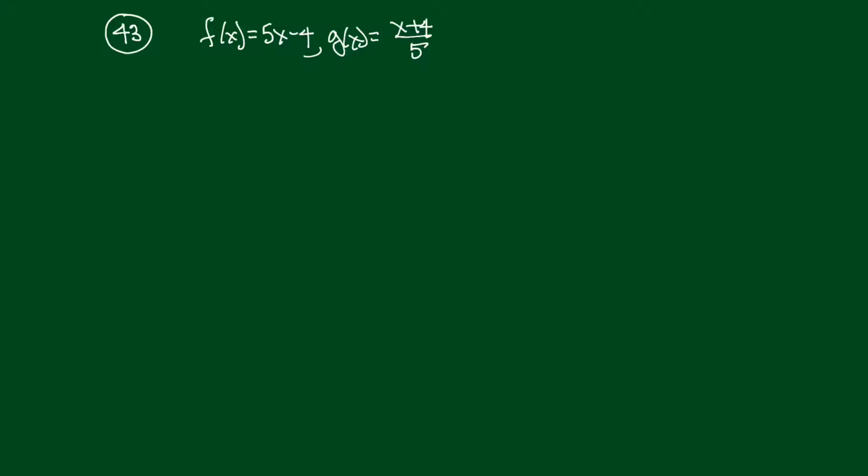What we're going to do here is we're going to find both of these. We're going to find f circle g of x, and then I'll do it over here, g circle f of x. So let's start over here on the left side with f circle g of x. This means if you just read it, write what you read, you get f of g of x.